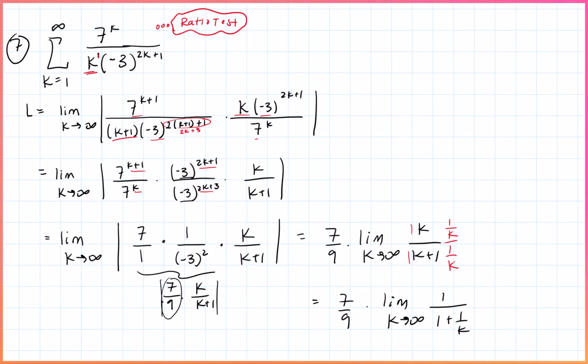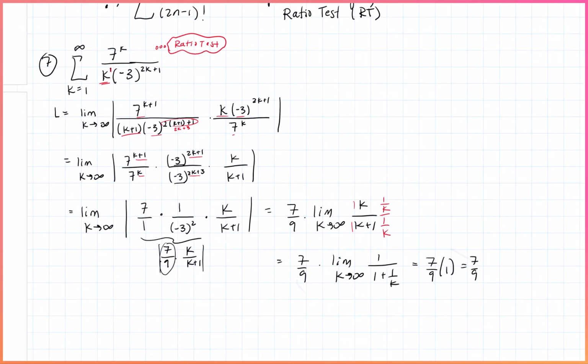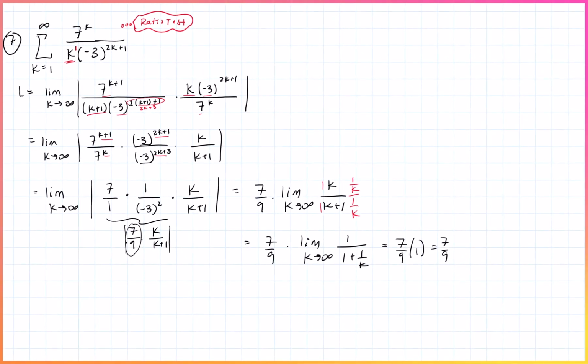And we end up with 7/9 times 1, which is 7/9, which how does that relate to 1 for the ratio test? That is less than 1 for the ratio test. And so that means that we have absolute convergence.